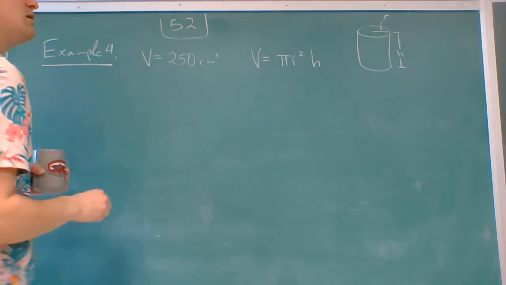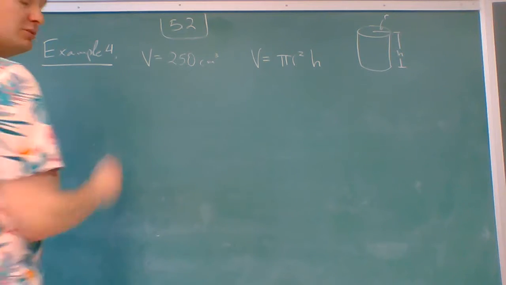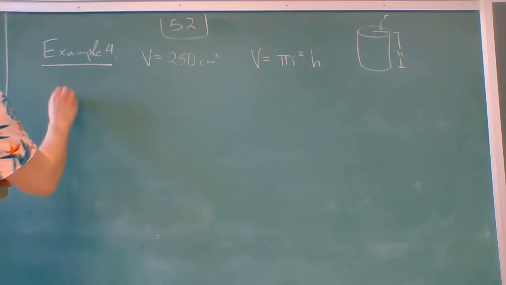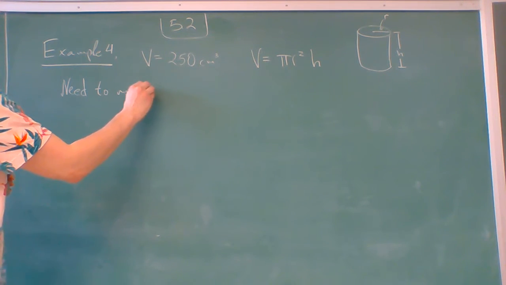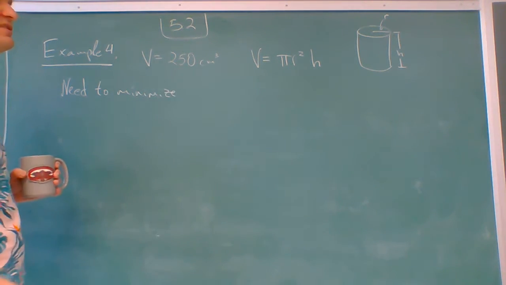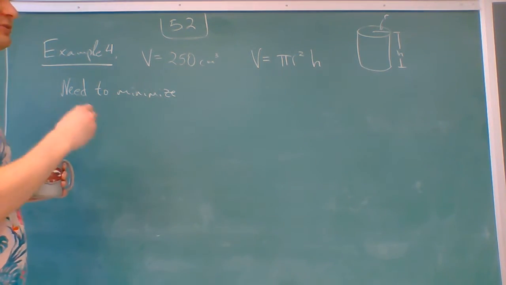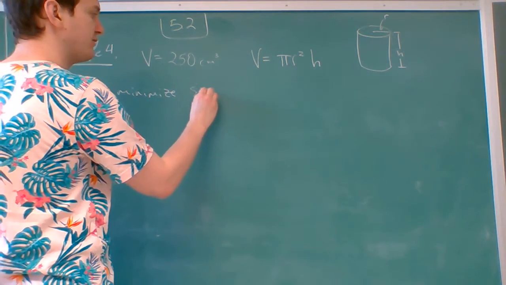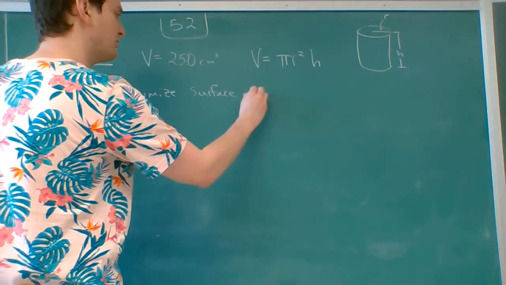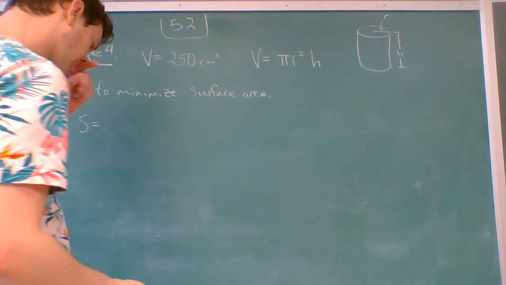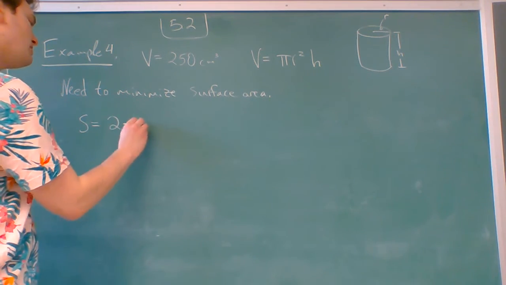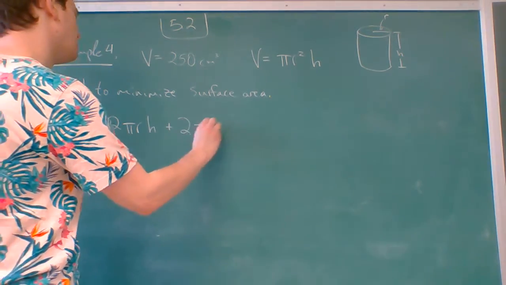Okay. What am I trying to maximize? Or no, minimize. What am I trying to minimize? The amount of metal used. What does that translate to in math terms? Minimizing the amount of metal used, I need to minimize the surface area. That's what I'm trying to minimize. Surface area. The surface area of a cylinder is 2 pi r h plus 2 pi r squared.